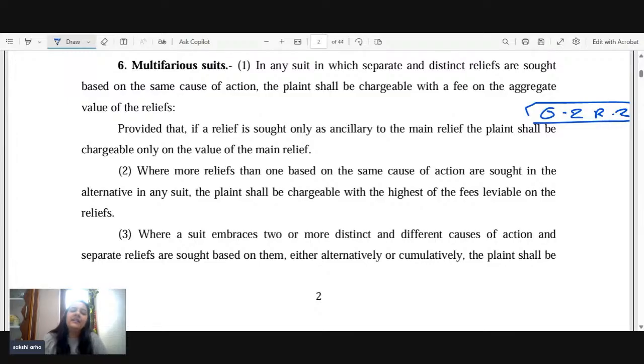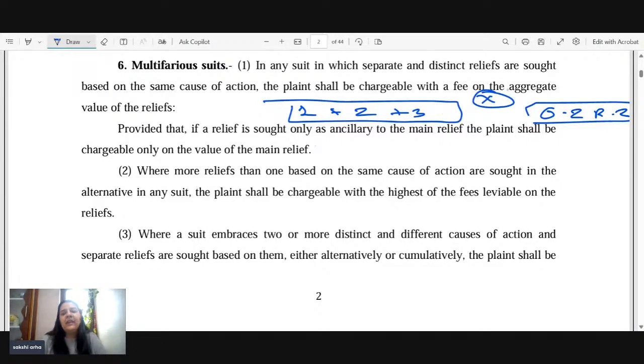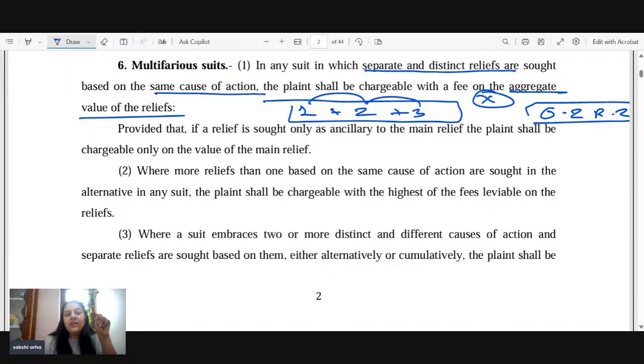All right. Then in that case, what will happen? So suppose you are claiming 3 reliefs, relief 1, relief 2, and relief 3 for a particular cause of action. In that case, what court fee you will pay? So you will pay an aggregate of all the reliefs. Okay. So 1, 2, 3 तीनों का aggregate आप pay कर दोगे. So in any suit in which separate and distinct reliefs are sought on the same cause of action, one cause of action, multiple reliefs, the fees will be aggregate of all the reliefs. Aggregate means total of all the reliefs. Okay, aggregate value of the reliefs.